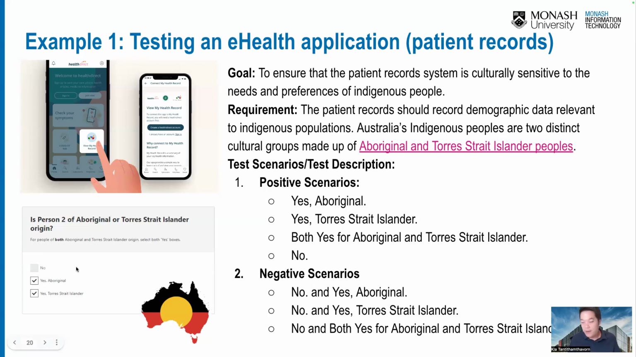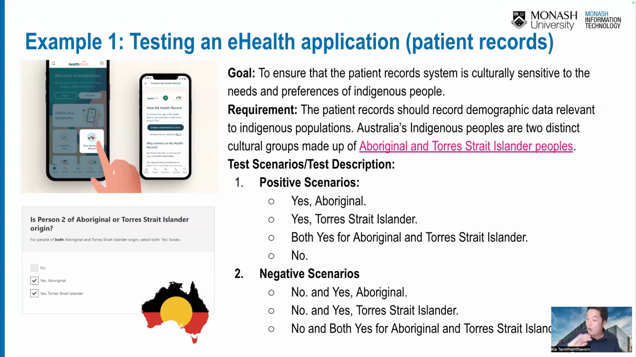If you look at the figure on the bottom left, is the person of Aboriginal or Torres Strait Islander origin or not, right? What are the possible options here? The person can only pick yes, I'm Aboriginal, or yes, I'm Torres Strait Islander, or I can pick both, right? I am both Aboriginal and Torres Strait Islander, or I can just tick no, I'm none of these, right? These are the 4 positive test case scenarios, okay?